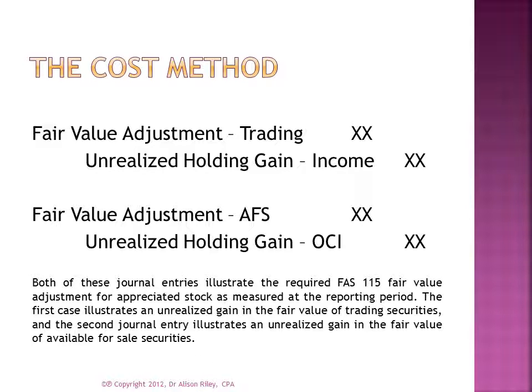The first case illustrates an unrealized gain in the fair value of trading securities. In this case, the unrealized holding gain becomes an income statement line item. The second journal entry illustrates an unrealized holding gain in the fair value of available for sale securities. In this case, the unrealized holding gain flows into other comprehensive income.